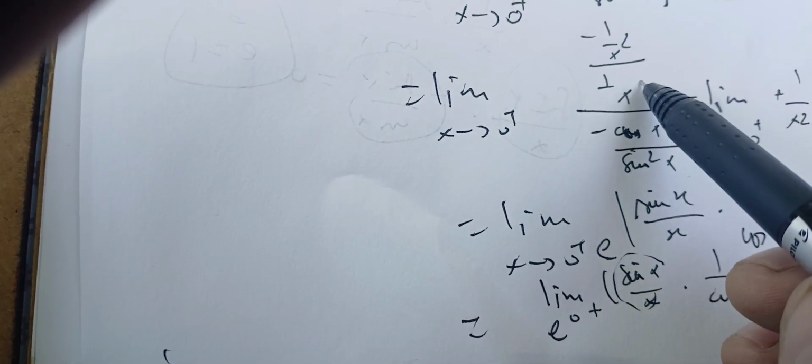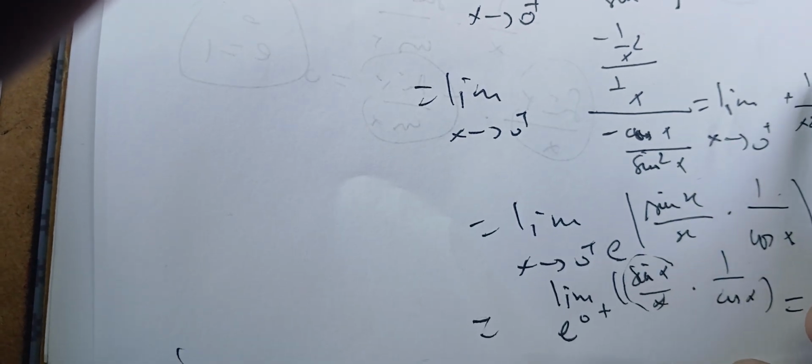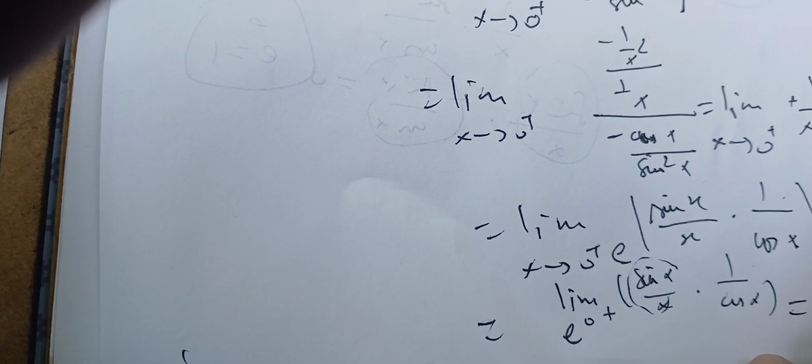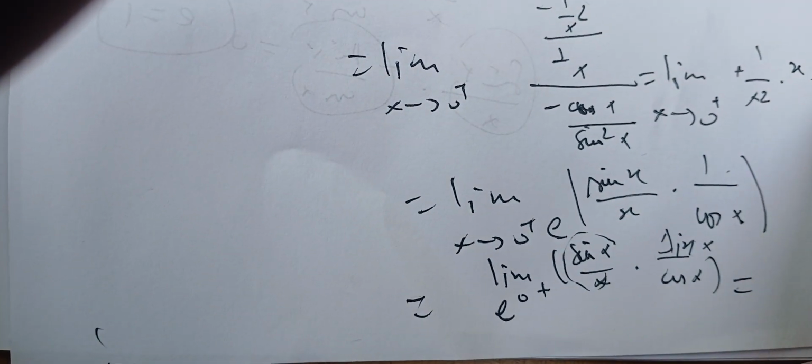I need a minus sign here. It's going to be minus 1 over x squared over 1 over x, over minus cosine of x over sine squared of x. Oh, I forgot the sign. There is a missing sign here. That's the problem: I missed it because I have sine squared. So here I have 1, but here I have 0, so I have e to 0, which is 1. I think that's the mistake I made, because I missed the sine squared.